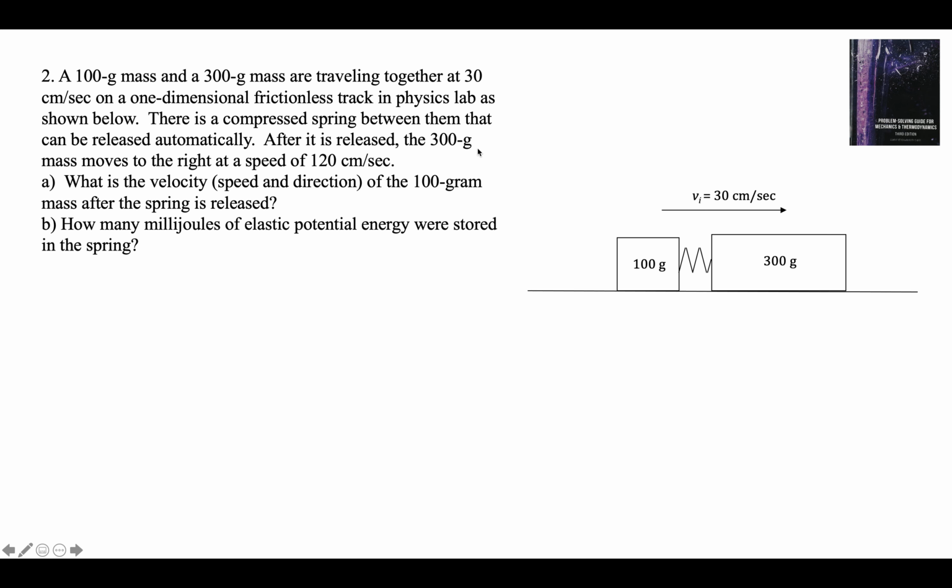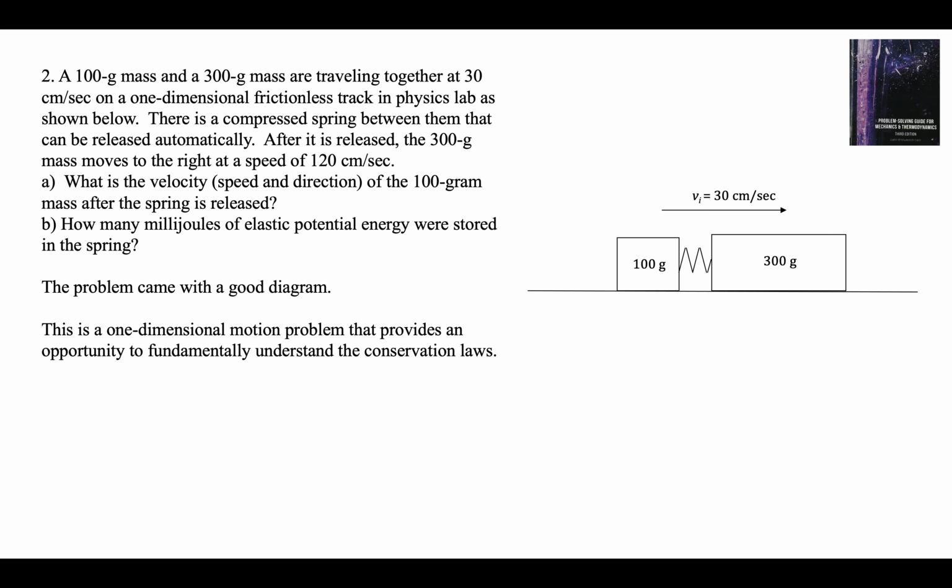After it's released, the 300 gram mass moves to the right with a speed of 120 centimeters per second. It was initially going 30, the spring is released, now the 300 gram mass is going 120 centimeters per second to the right. What is the velocity of the 100 gram mass? How many millijoules of elastic potential energy were stored in the spring?